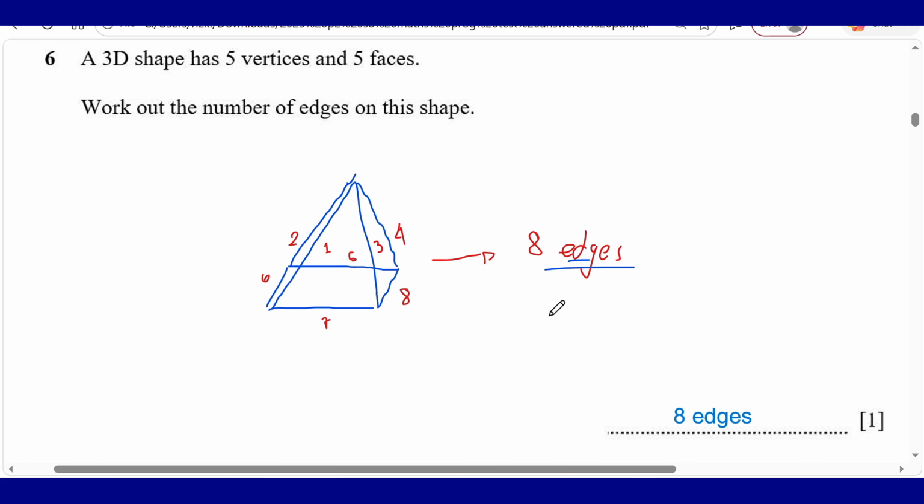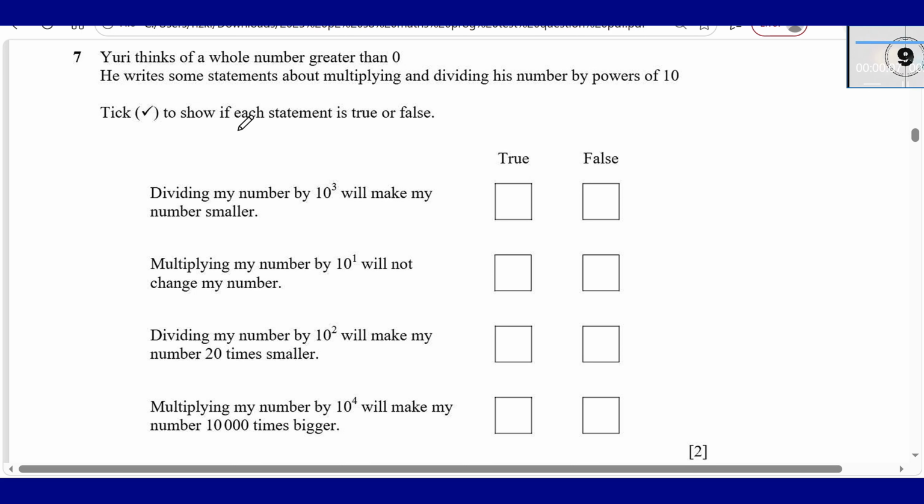So this has 8 edges. 1, 2, 3, 4 are the vertical edges, and 1, 2, 3, 4 are the edges that form the base. Alright, let's move on. Guys, we are at number 7 now.